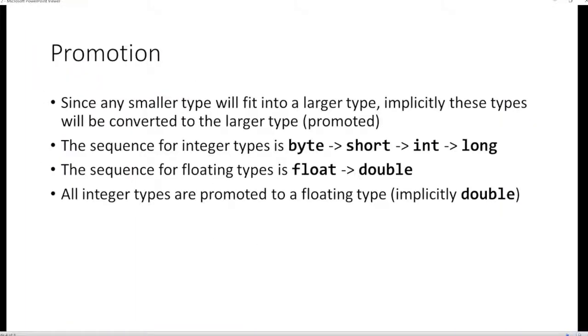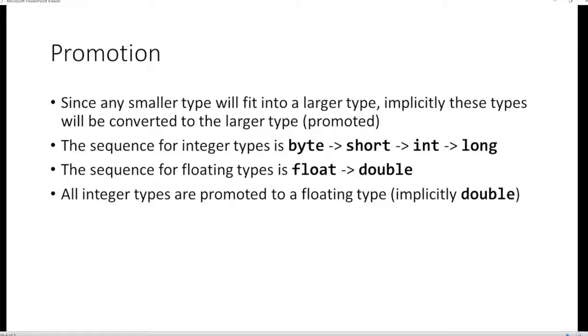The process of converting a smaller data type to a larger data type is called promotion. The sequence for integer types is byte, which is a 1 byte data type, to a short, which is a 2 byte data type, to an int, which is a 4 byte data type, to a long, which is an 8 byte data type.